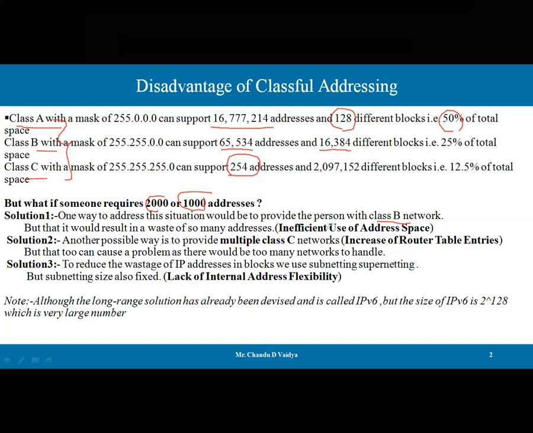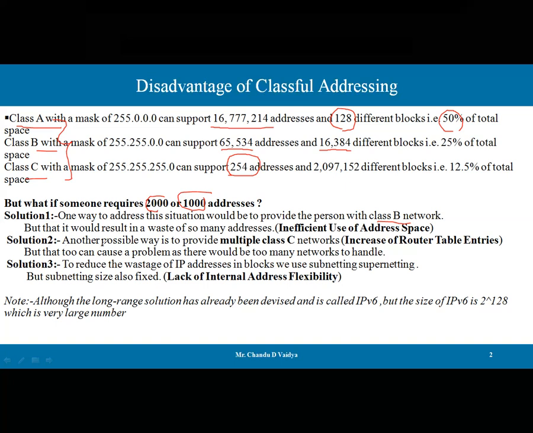So that will be an insufficient use of address space, because I required only 1000 addresses, and if I choose any block where 65,000 addresses are available, and I subtract this 1000 from the 65,000 addresses, the rest of the IP addresses are going to be wasted.